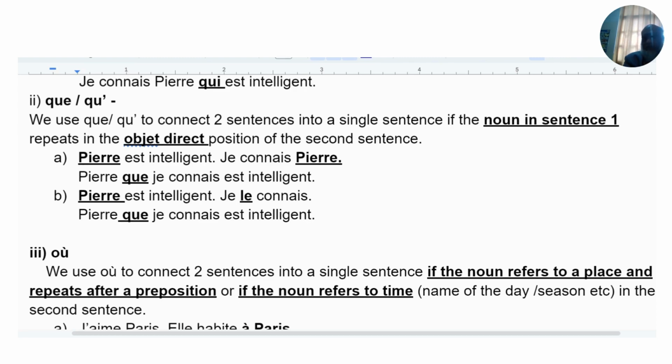Pierre est intelligent, je le connais. Here the noun Pierre is repeating as a direct object pronoun in sentence number 2. So in this case also we can connect using the relative pronoun que.